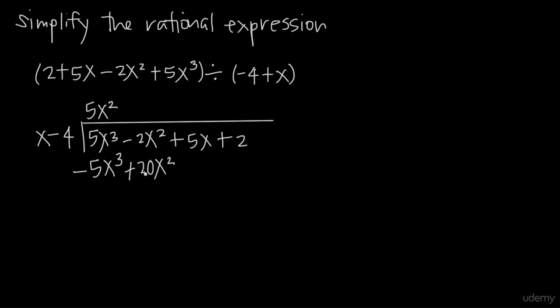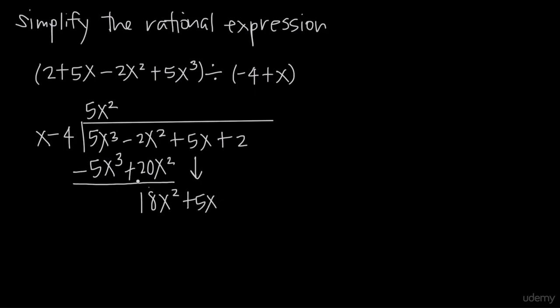So what you want to do every time when you're doing long division of polynomials is change the sign on each term in this second row, and then add straight down. So change the sign and then add. That's always the process. So we change the sign, now we're adding. 5x cubed plus -5x cubed gives us a 0. Those two cancel. -2x squared plus 20x squared gives us a positive 18x squared. And now we bring down our next term, which is a positive 5x.